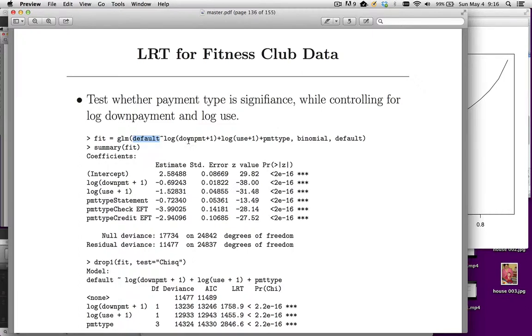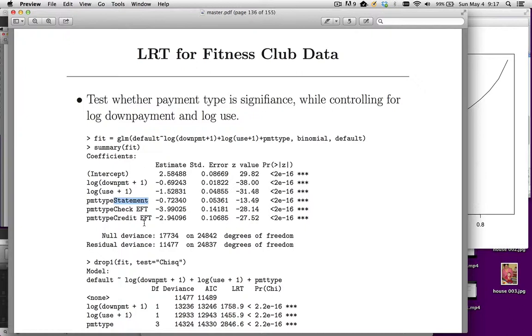And I think I had 3 predictors in that model. So we have the log of down payment, the log of use, and then the most interesting variable for this example is the payment type. Payment type is categorical. It takes 4 values: book, which is the base category in this model, statement, checking EFT, and credit EFT.